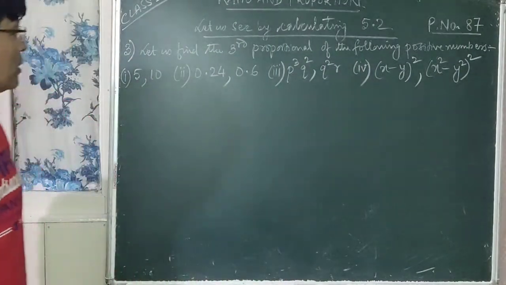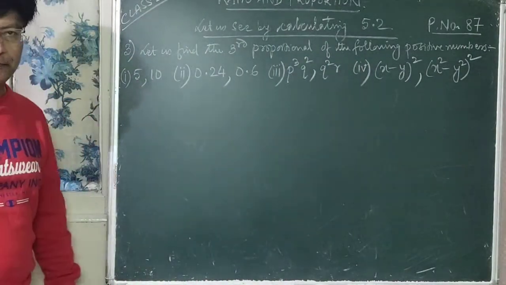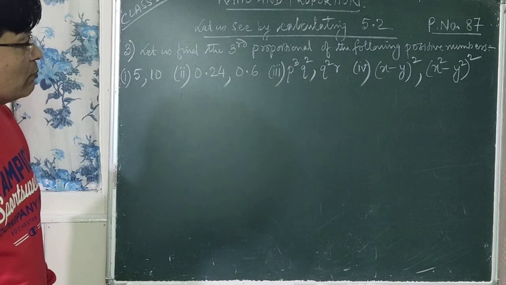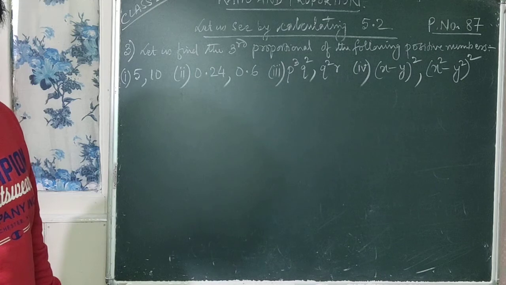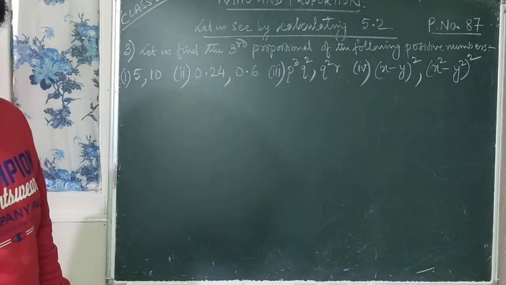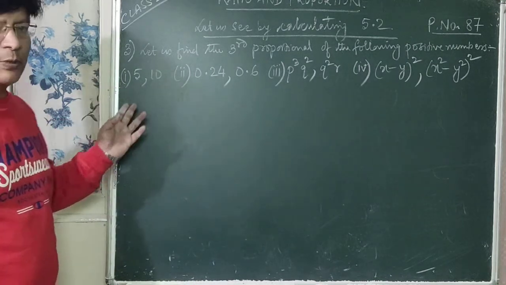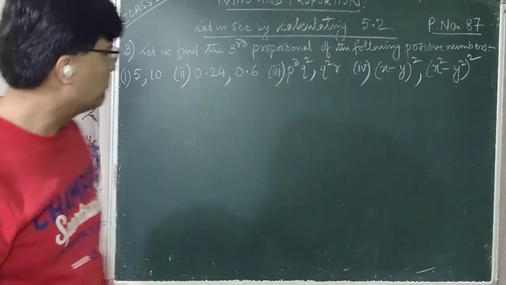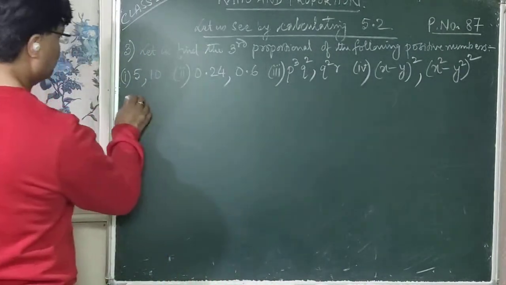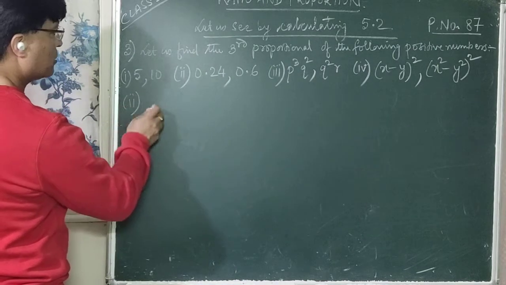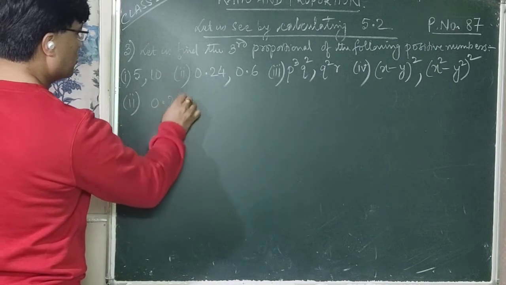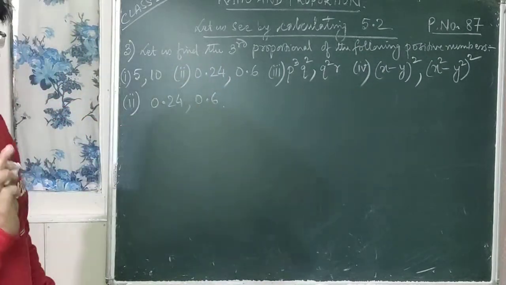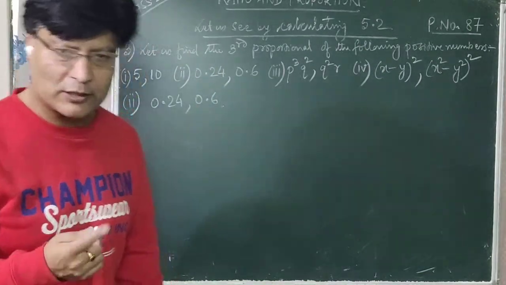So now we are doing question number 3. Let us find the third proportional of the following positive numbers. You have to find out the third number here, so that first number, second number, third number are in proportion. Okay. So let's do question number 2. Question number 2 is 0.24, comma, 0.6. You have to find out the third proportional, that means third number.